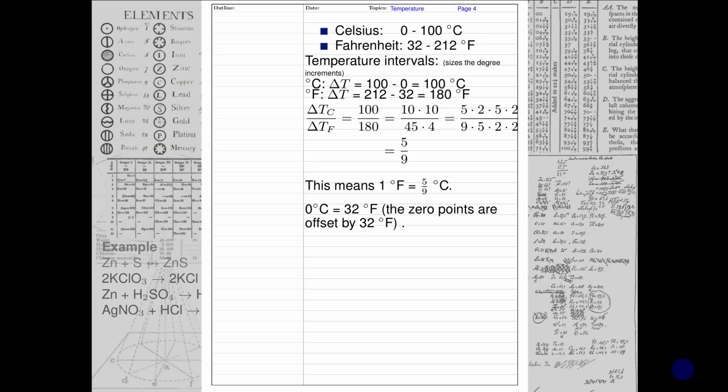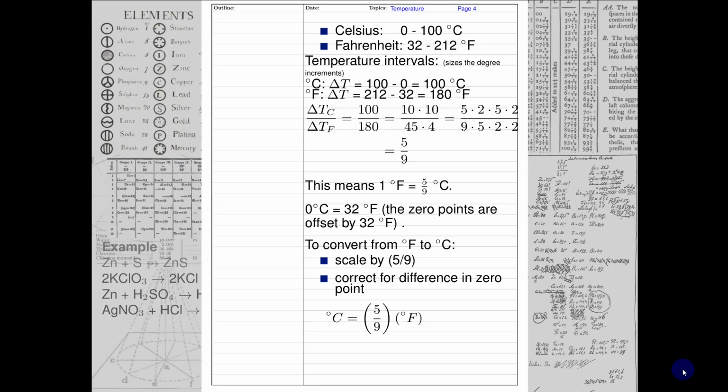If we start with some temperature in Fahrenheit and wish to convert it to Celsius, we need to make two corrections. First, a scaling factor of 5/9 to account for the different increment sizes of the two scales, and then a shift of 32 degrees to account for the 0-point differences. First, we apply the scaling factor by multiplying the Fahrenheit temperature by 5/9. This converts the temperature intervals between the two scales.